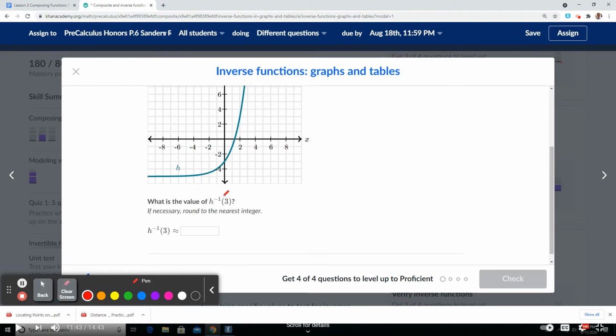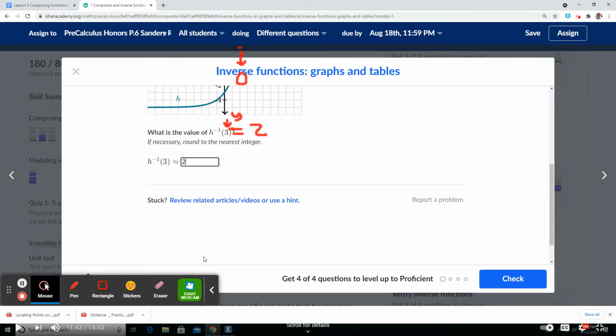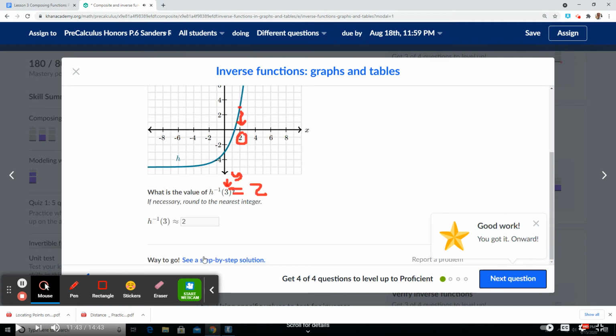What is the value of h inverse of 3? Okay, so this is a y value. This is our y. So we're looking at 3. There it is. So it's this point right here. And then we're looking at what the corresponding x is. And 2 would be the answer. So out comes 2. It reflects it. Okay, let's see what the next one's like.